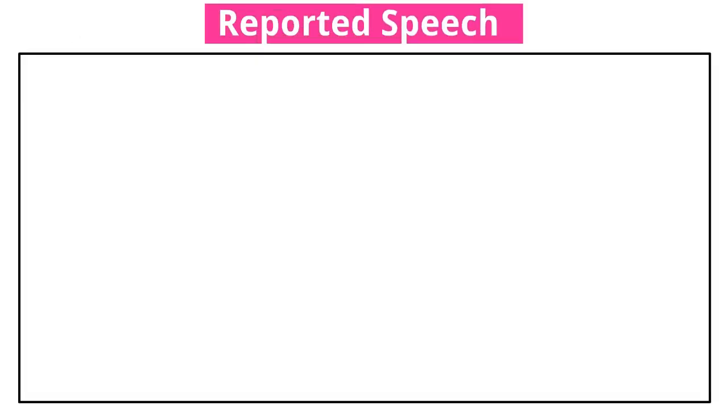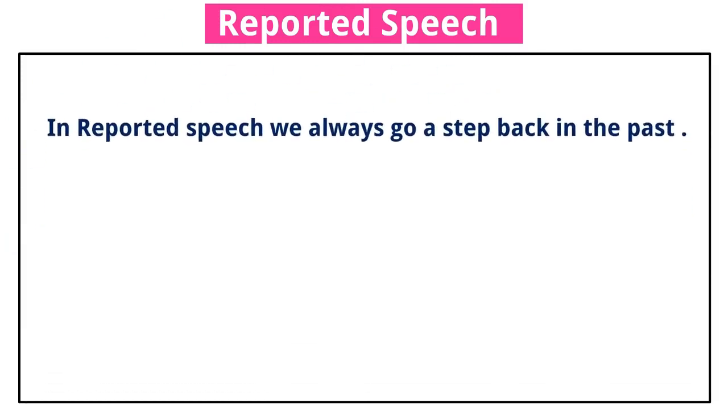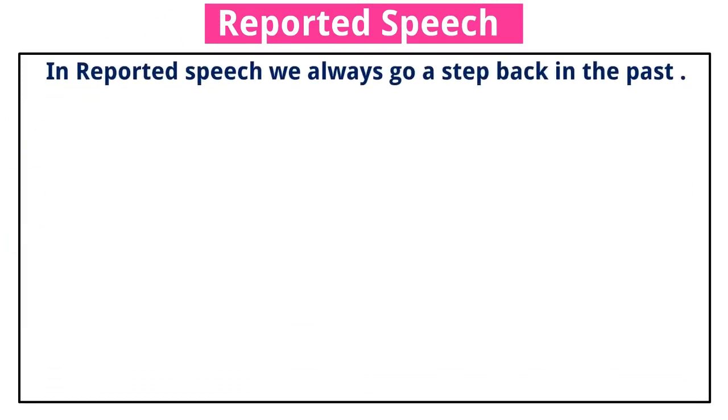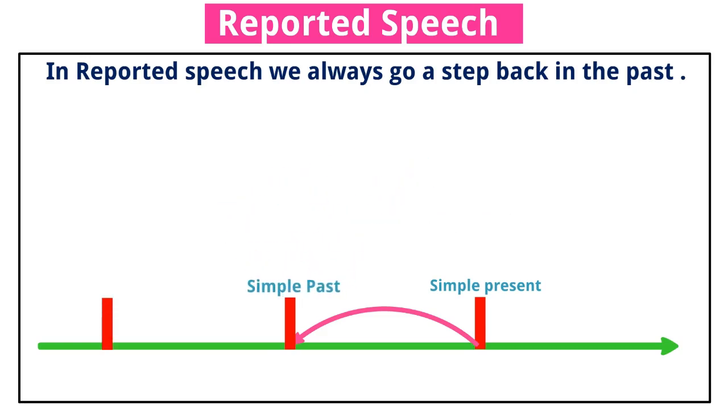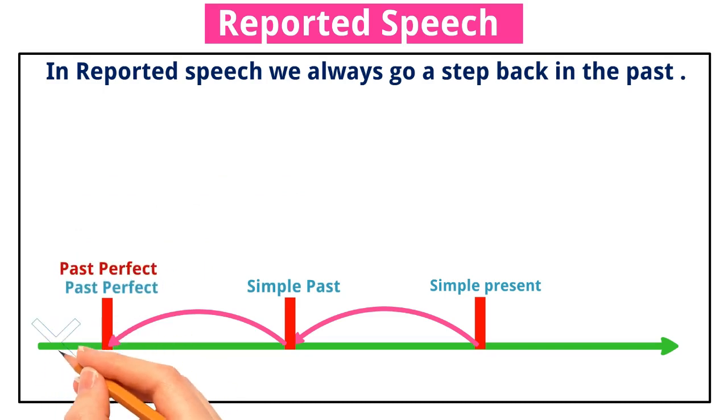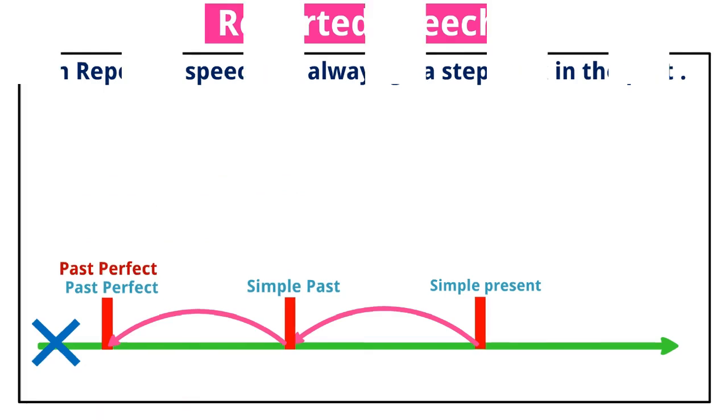So as we said, reported speech is always talking about the past. So in reported speech, we always go a step back in the past. For example, if we have the simple present in a sentence, we change it to the simple past. And if we have the simple past, we change it to the past perfect. But when we have the past perfect, we don't change it. It remains the past perfect because there is no tense before it.